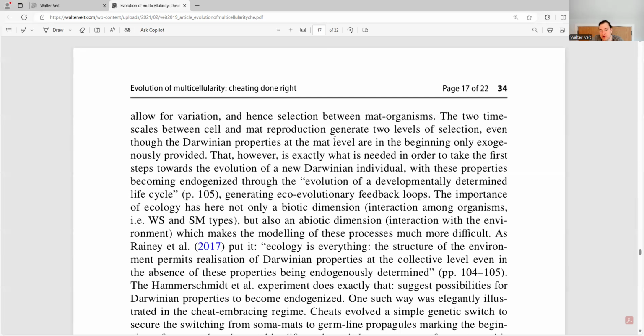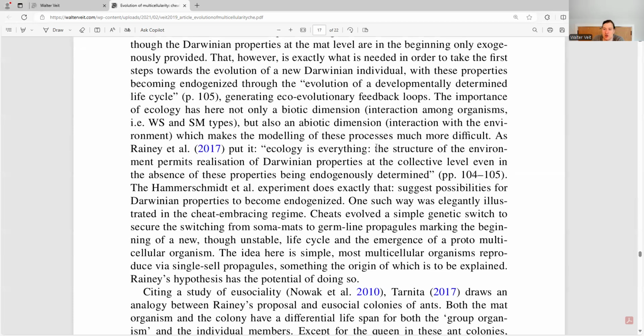Generating eco-evolutionary feedback loops. The importance of ecology has here not only the biotic dimension, that is interaction among organisms between Wrinkly Spreader and SM cell types, the smooth types, but also an abiotic dimension, interaction with the environment, which makes the modeling of these processes much more difficult. As Rainey et al. 2017 put it, quote, ecology is everything. The structure of the environment permits realization of Darwinian properties at a collective level, even in the absence of these properties being endogenously determined. Quote end, page 104 to 105.